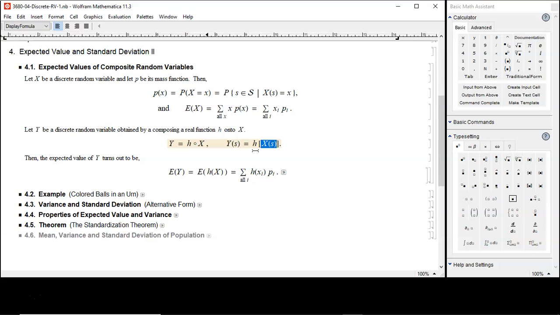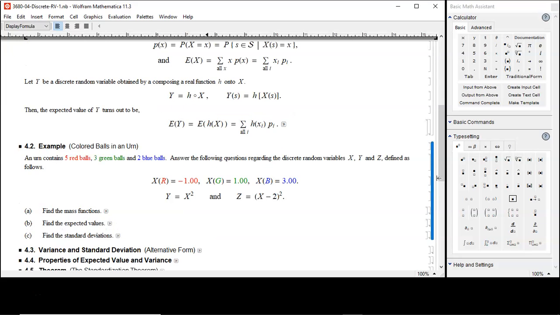Okay. And in this case, it turns out that the expected value of y turns out to be like this, because y value is obtained by h of x, so h of x like this. Does it make sense? Well, it'll make a little more sense if you go through an example problem here.